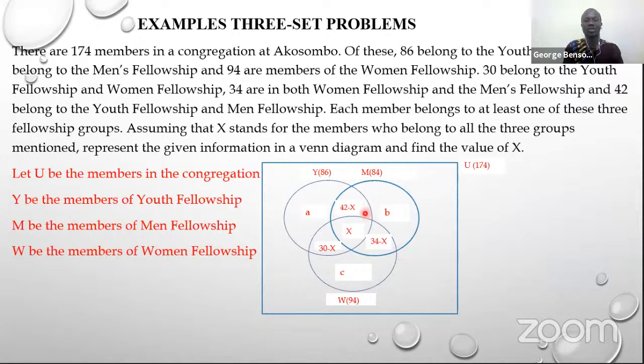Then finally, we were told that 42 belong to both youth and men fellowship. So this is the circle for the youth, and this is for the men. So this will be their intersection region. Is that okay? So that also, they didn't say only, so this is 42 minus X. Is that okay?